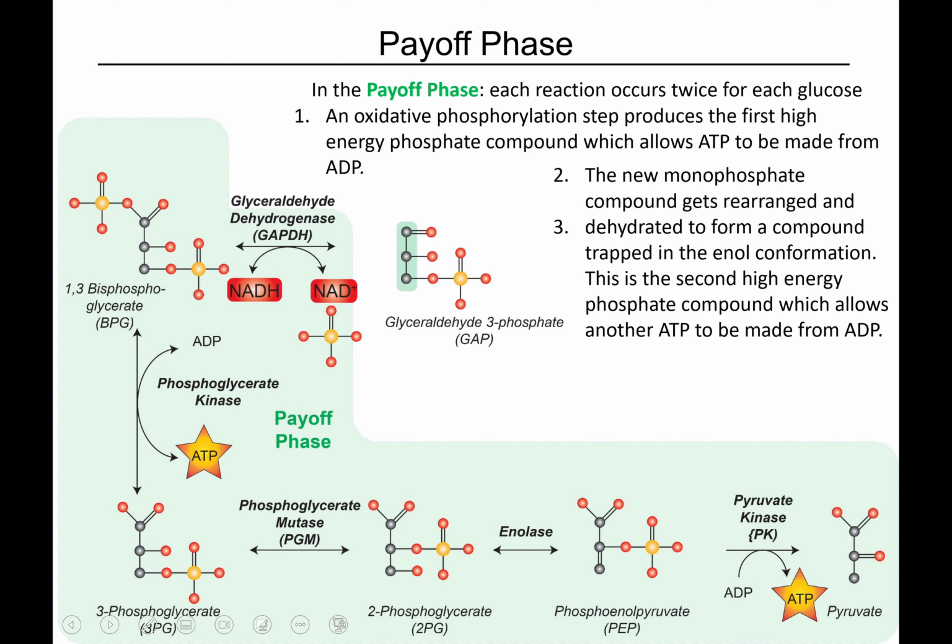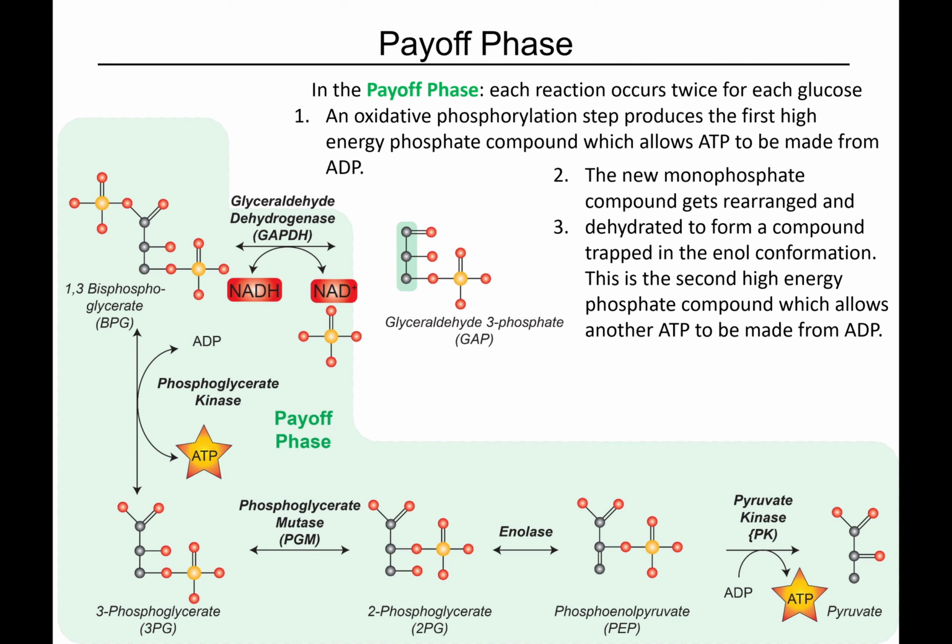The payoff phase. So in the payoff phase, we start with our aldehyde, glyceraldehyde 3-phosphate. In the first step, we undergo an oxidative phosphorylation. Okay, this is a term to know, oxidative phosphorylation. We oxidize carbon 1, the aldehyde carbon, and then we phosphorylate it. The oxidation converts it to a carboxylic acid, and the phosphorylation gives us 1,3-bisphosphoglycerate.